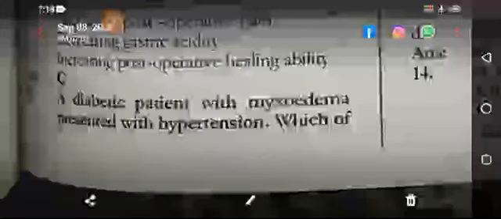And in myxedema coma or in the pretibial myxedema or whatever the myxedema, what is the basic pathology? That is the accumulation of polysaccharides, hyaluronic acid, accumulation of hyaluronic acid.